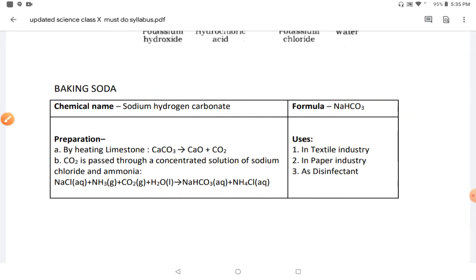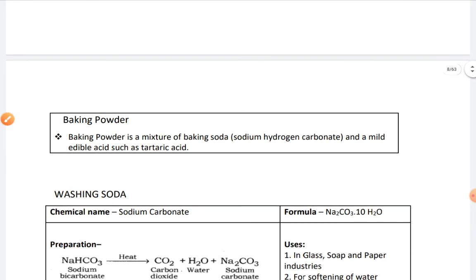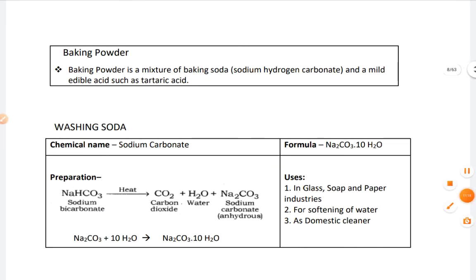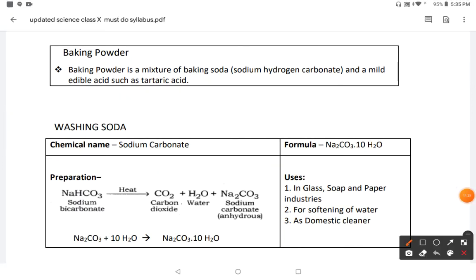It can be used. So this is about the baking soda. Most of the time students are confused about baking soda and baking powder. Baking soda is NaHCO3. But what is baking powder? It is the mixture of baking soda and a mild edible acid like tartaric acid, so it is called baking powder. Baking powder is used in making pastries, cakes, etc.